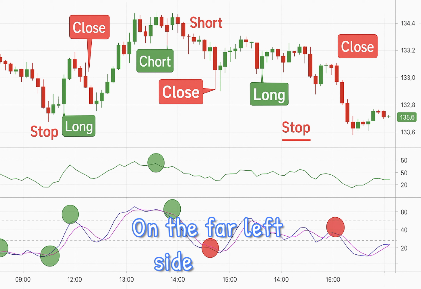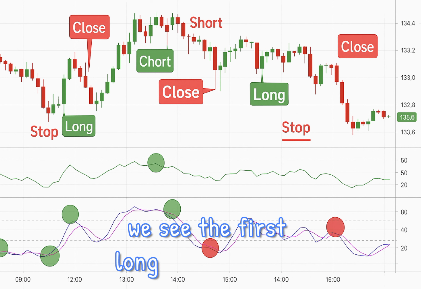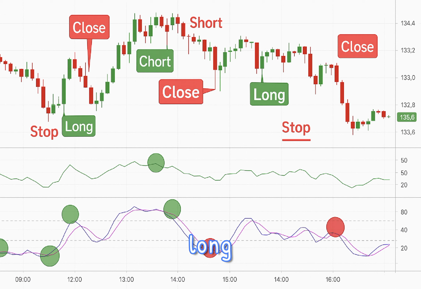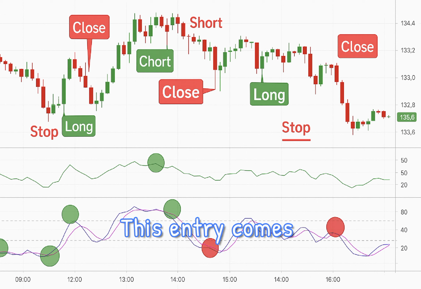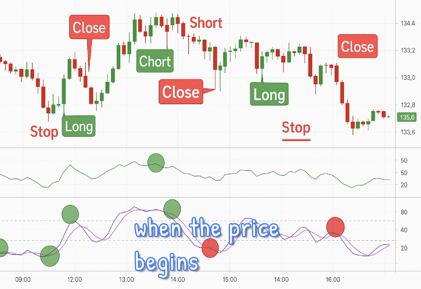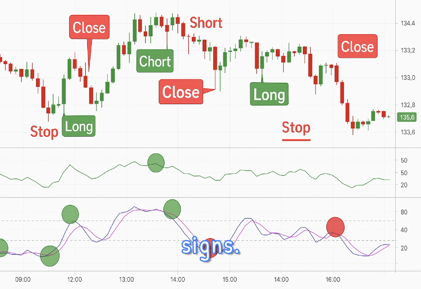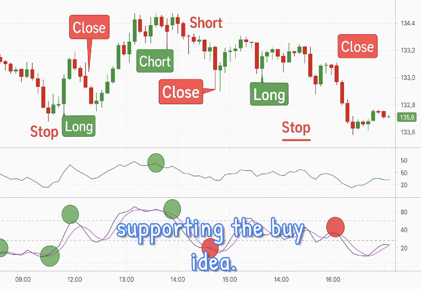On the far left side of the chart, we see the first long trade marked with a green long label. This entry comes after a downtrend when the price begins to show bullish reversal signs. If you look below at the stochastic oscillator, you'll see it crossing upwards from the oversold zone below 20, which is our first bullish confirmation. At the same time, RSI is starting to climb up from a low level, supporting the buy idea.